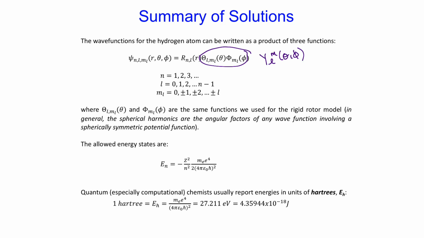So that was a quick summary of how to set up the Schrodinger equation for a hydrogen atom and a preview of the solutions that you end up with when you solve it. Stay tuned for another video where we talk about those wave functions in a little bit more detail.